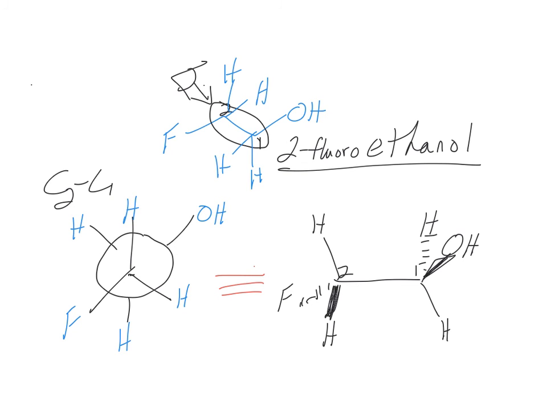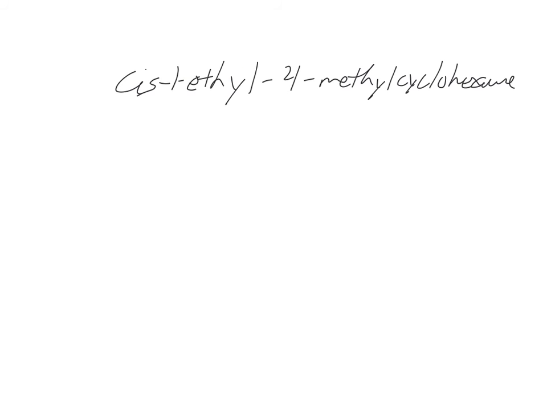Right? Build a model. The easiest thing to do to make sure you don't mess it up. So, taking a name and converting it to a flat, planar structure, and then also converting it to a chair structure because it's cyclohexane. In this case we have cis-1-ethyl-4-methylcyclohexane. First thing you need to be able to draw is just a cyclohexane.